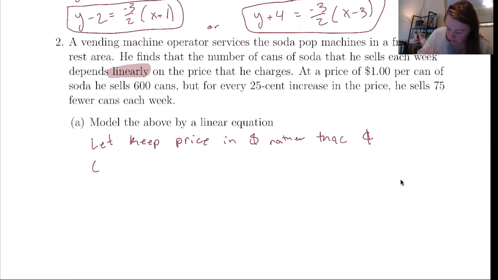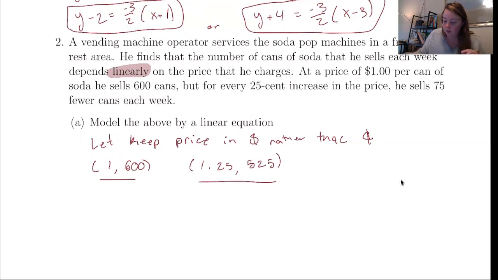So that tells me that one of the points on the line is (1, 600). And for every 25-cent increase in the price, he sells 75 fewer cans. So at $1.25, he would sell 75 fewer cans each week. So it'd be 600 minus 75, which is 525. All right. So I'm given this one, and I found this point from the 25-cent increase.